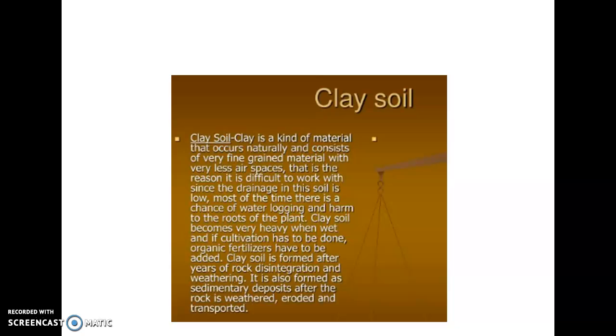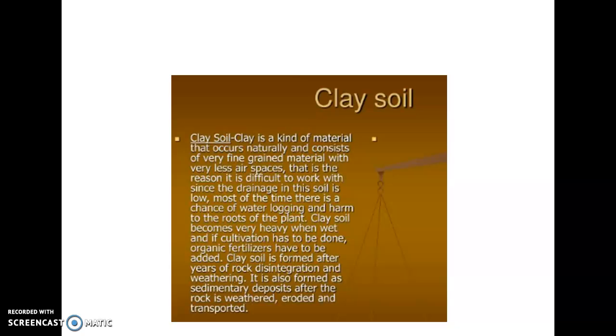Now, clay, you've played with the clay, you've made different models with the clay. If you look at the clay, you can mix it with water, make a dough and give it different shapes. Similarly, if that clay was replaced by sand, can you do something like that with sand? No, it's difficult because it will not stick. So, the characteristic of clay soil is that it is a kind of material which is found very naturally. The material of which the clay soil is made up of is very, very fine.